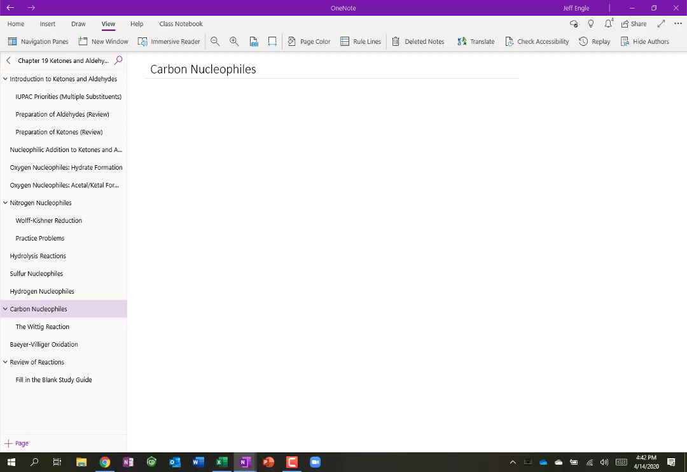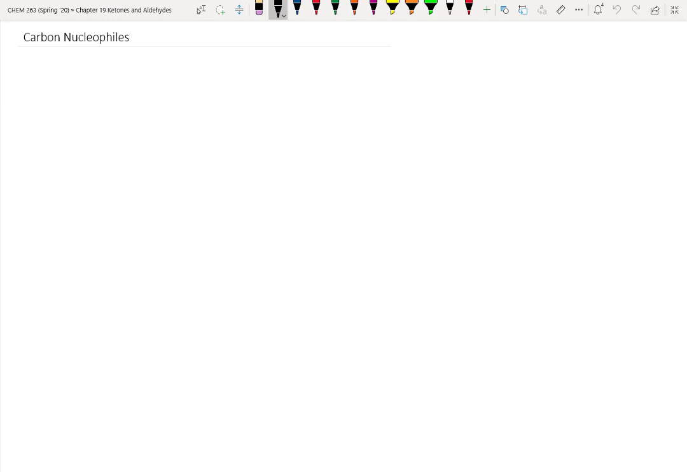Okay, so in this chapter we've looked at how a variety of nucleophiles can add into ketones and aldehydes. We've gone over oxygen nucleophiles, nitrogen nucleophiles, sulfur nucleophiles, and hydrogen nucleophiles. The last one I wanted to look at was carbon. So how can we add carbon into a ketone or aldehyde?